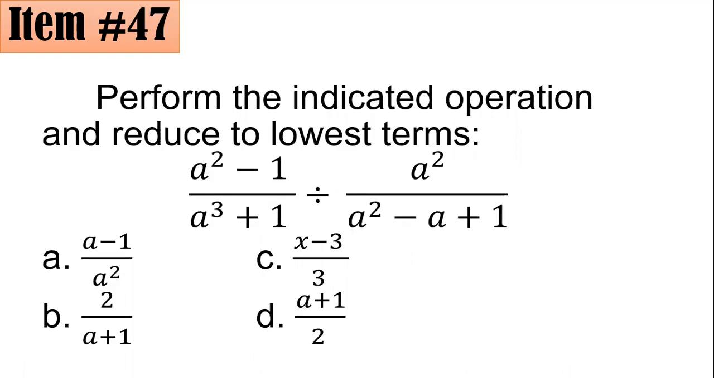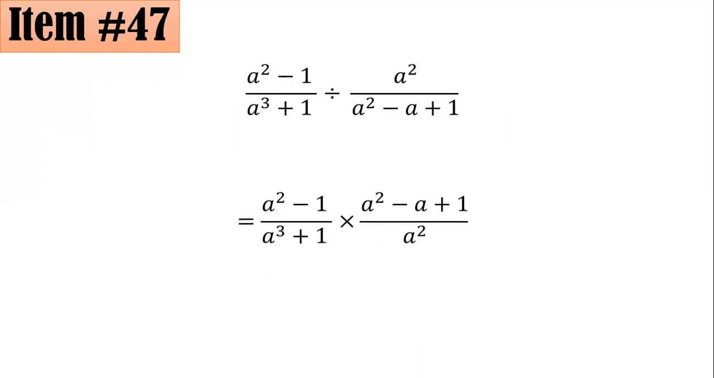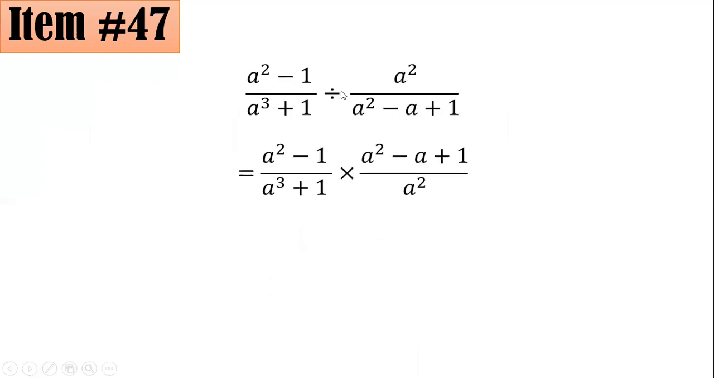47. Perform the indicated operation and reduce to lowest terms if needed. Okay, take a look at 47. From here, did you answer A, B, C, or D? From here, what you could actually do is factor. Remember, if you divide, you are multiplying with the reciprocal of your divisor here.